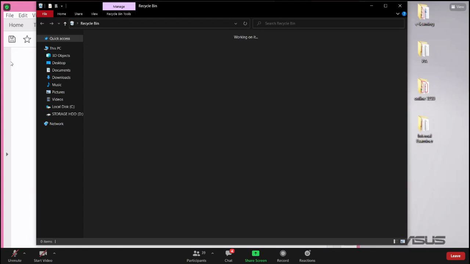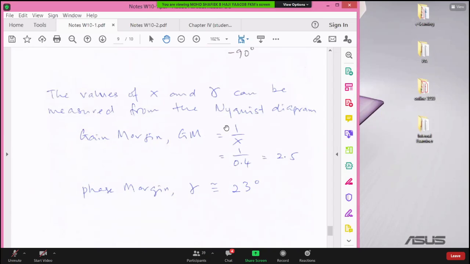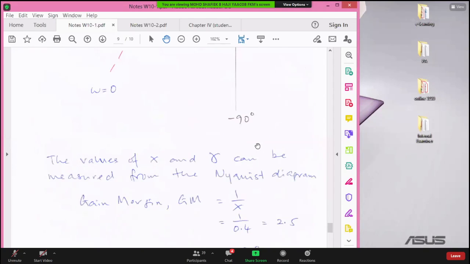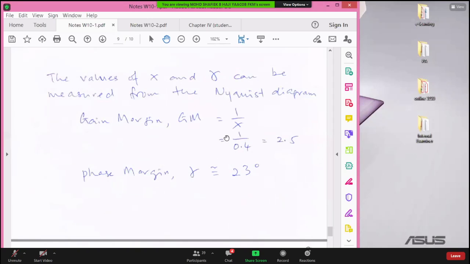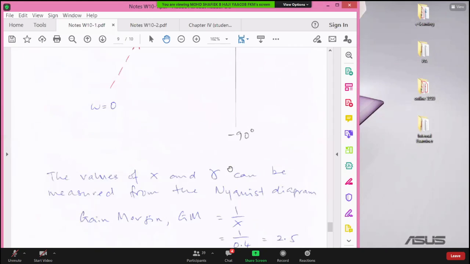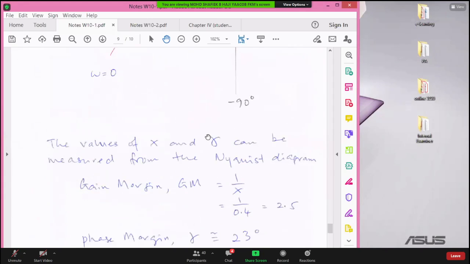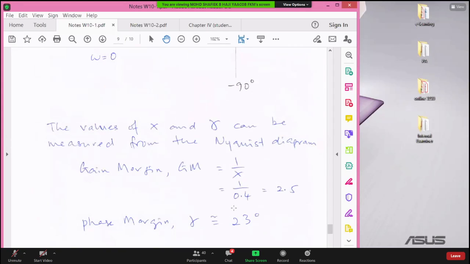The value of x and gamma can be measured from the diagram. So roughly here, I get x equal to 0.4, and then you get the gain margin of 2.5, and the phase margin, when I measure that, is approximately 23 degrees. So in your test, measurement from the diagram that you have drawn is acceptable. This accuracy is acceptable, reading directly from your diagram.